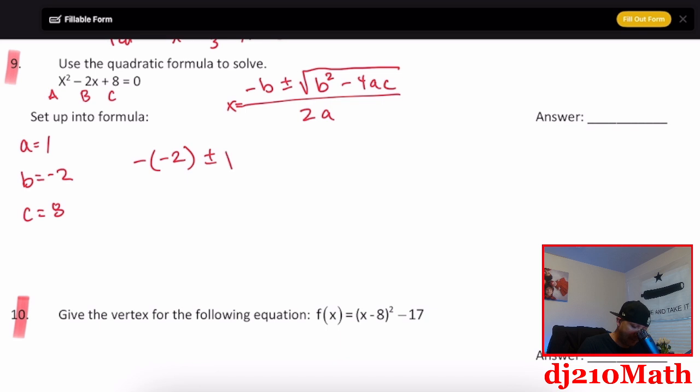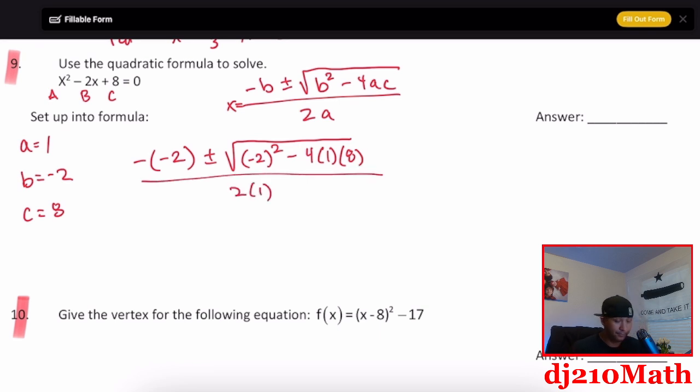Plus or minus. Here's the second most missed thing. If you're using a calculator, typically you got to put negative 2 in parentheses if it's negative, right? Otherwise, the calculator will only square the number and not the negative sign. Minus 4 times a, which is 1, c, which is 8. All over 2 times 1. So there's the setup into the formula.